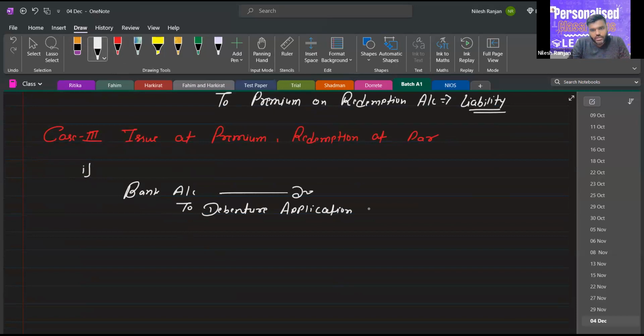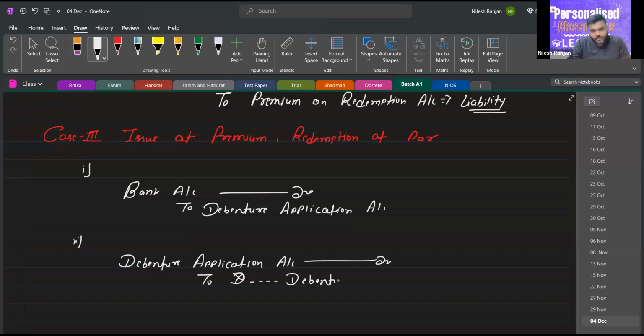The second entry we will pass is debenture application account debit to debenture account and to security premium account. Now, can you tell me why security premium is credited here? This is very simple. You have already studied this. So tell me why security premium is on the credit side.